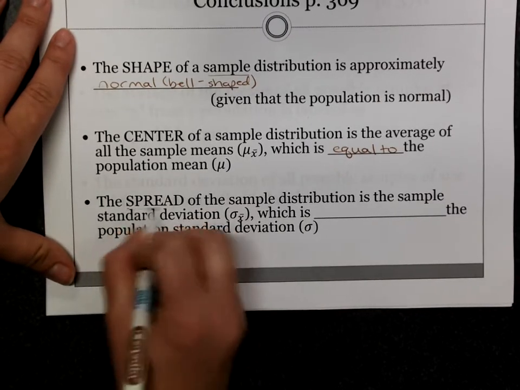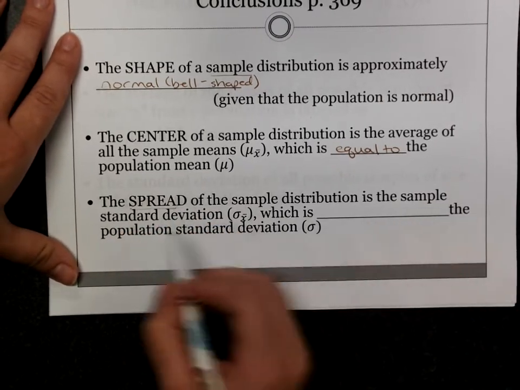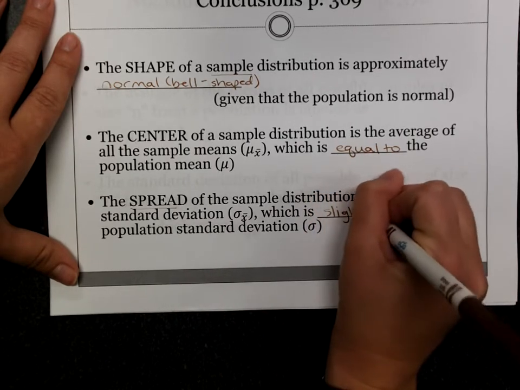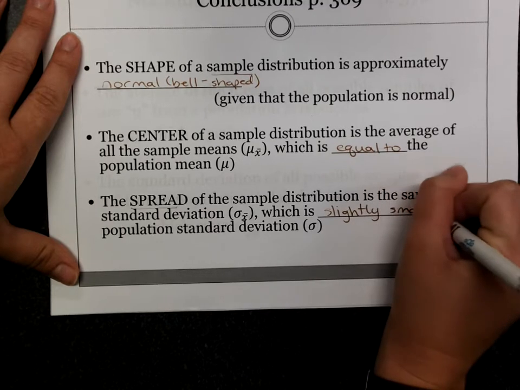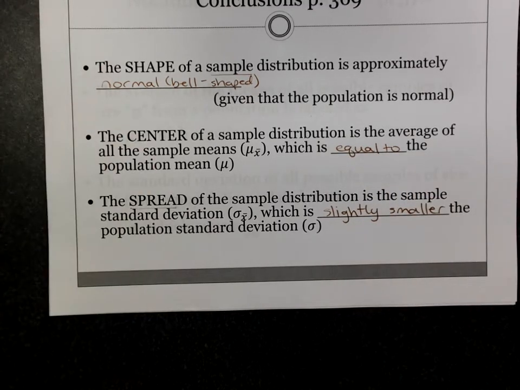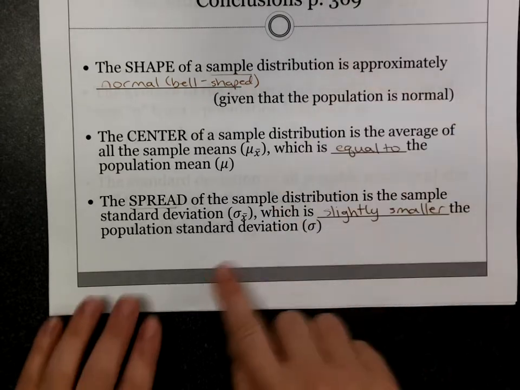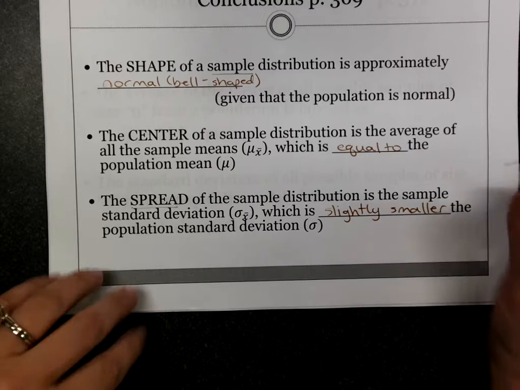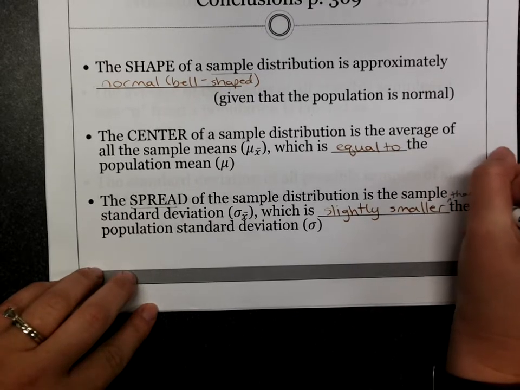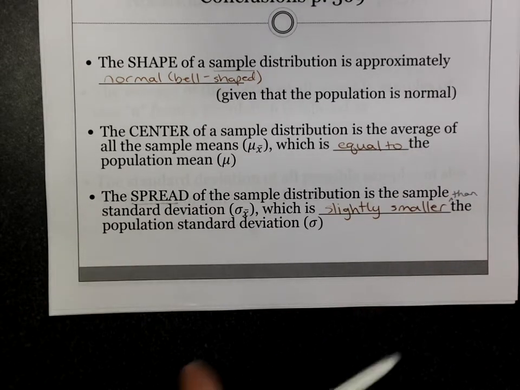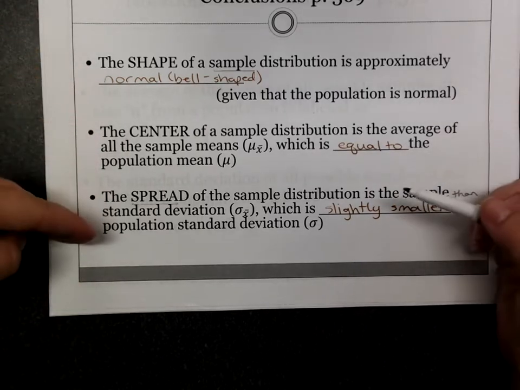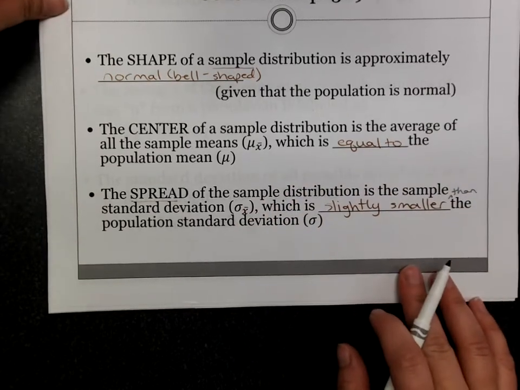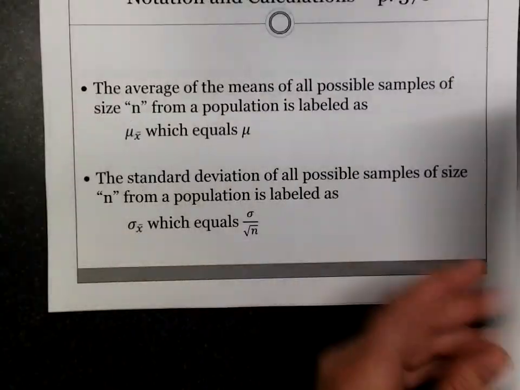And the spread of the sampling distribution, which would be the sample standard deviation, would be slightly smaller than the population standard deviation. So this is the shape, the center, and the spread describing the distribution for samples versus populations. I have it summarized again on the next page.